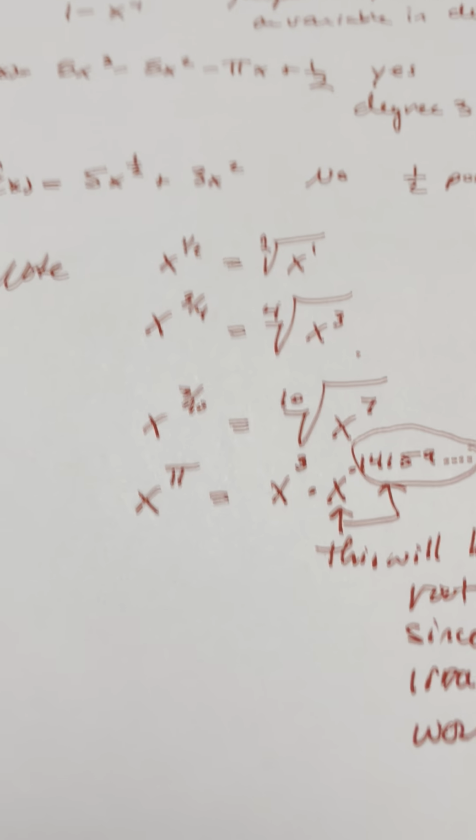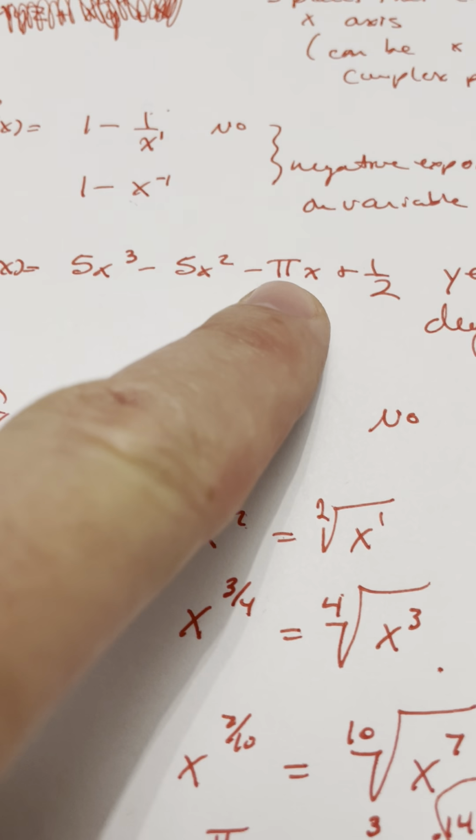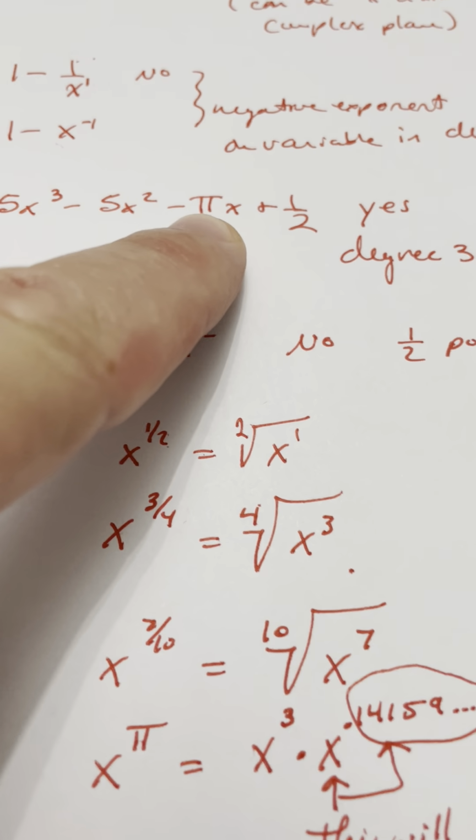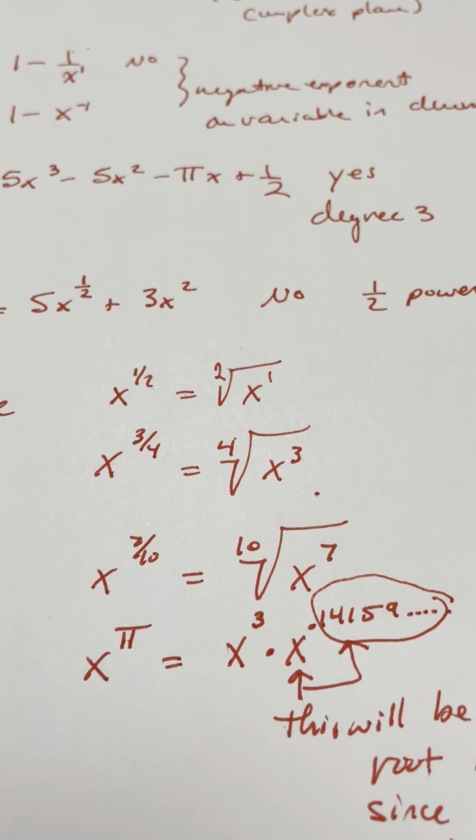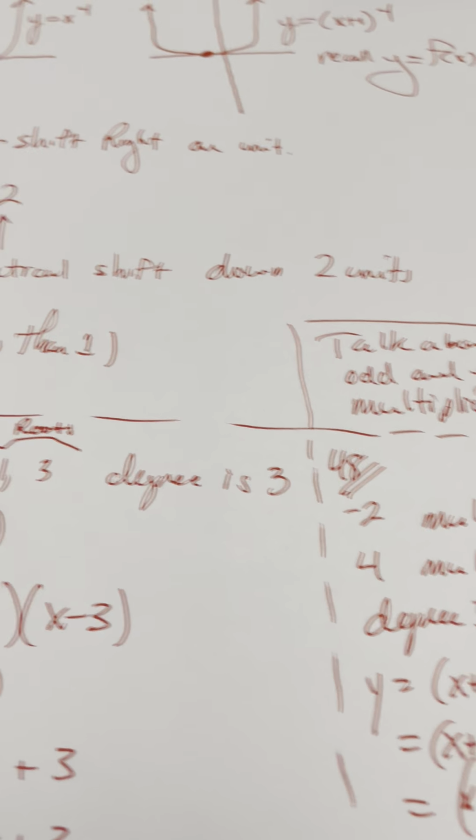Now you'll notice I do have pi up here. Pi is the coefficient. We can multiply by pi. We can subtract pi x. It just looks a little strange.